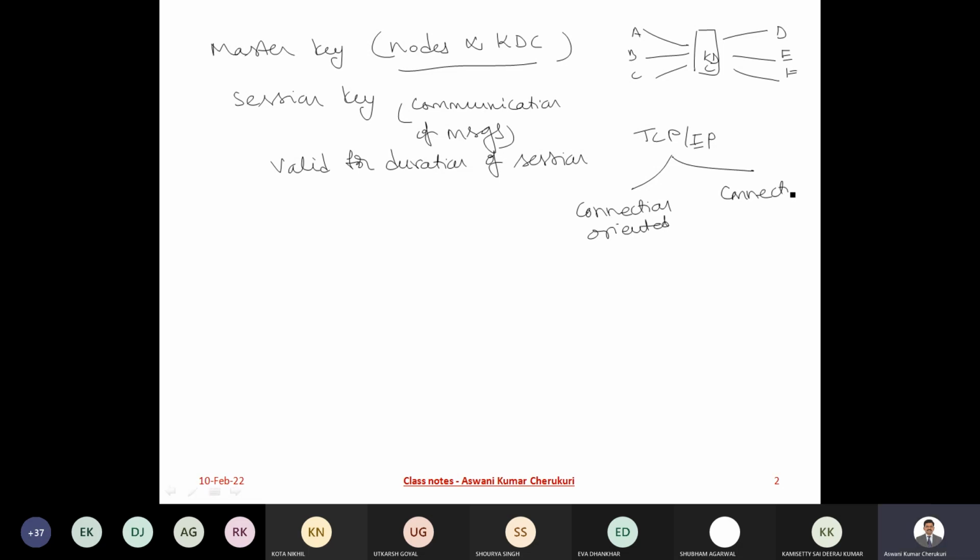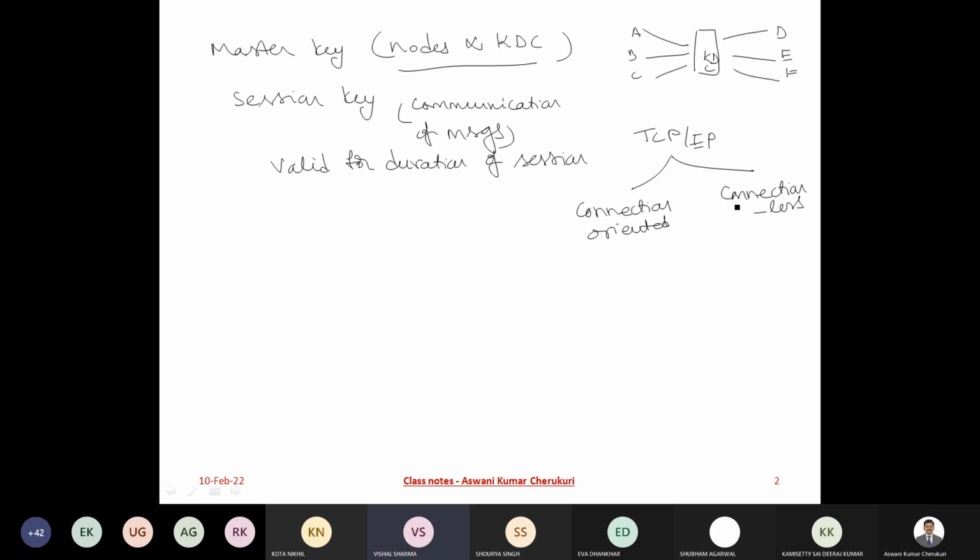Can somebody tell me what is connection-oriented and connectionless? What do you mean by connection-oriented protocols and connectionless protocols? Hello? No idea, sir. You are in the pre-final year, you must have completed computer networks, right? You guys completed computer networks? Yes, I completed. What is a connection-oriented protocol and what is a connectionless protocol?